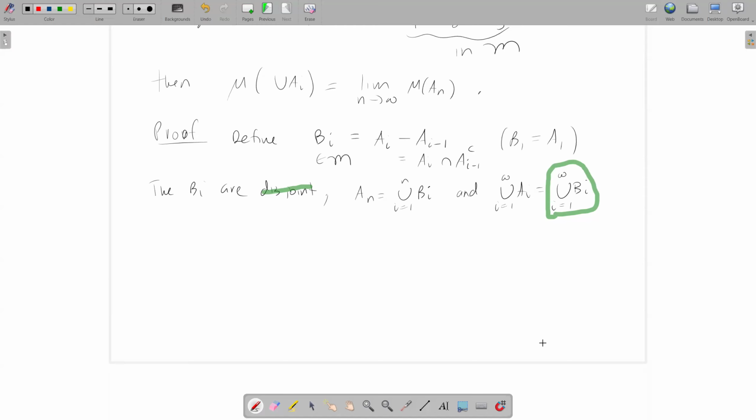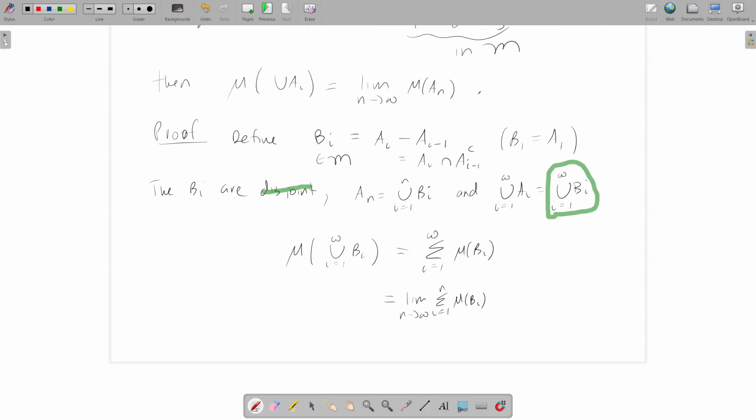So that means the measure of the union from i equals 1 to infinity of B_i is equal to the sum i equals 1 to infinity of the measure of the B_i's. Okay, which is in turn equal to the limit as n goes to infinity of the sum from i equals 1 to n of the measure of the B_i's. That's just by the definition of an infinite sum. So yeah, just going back to basic calculus.